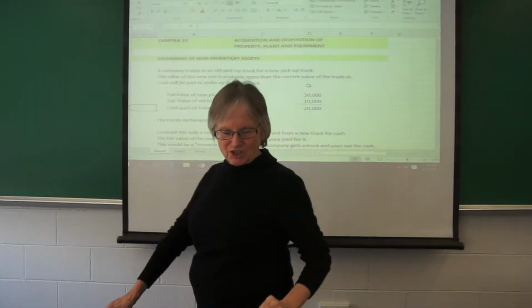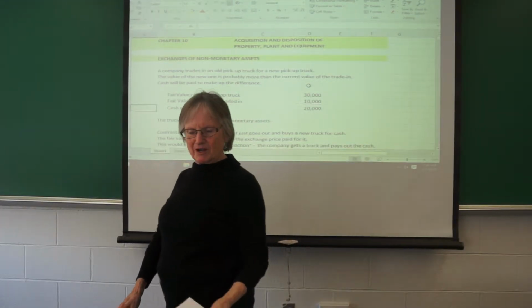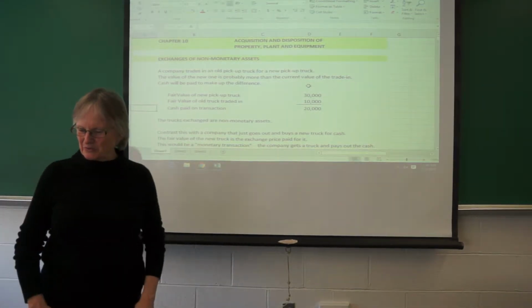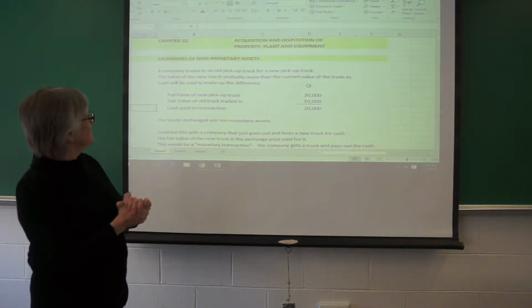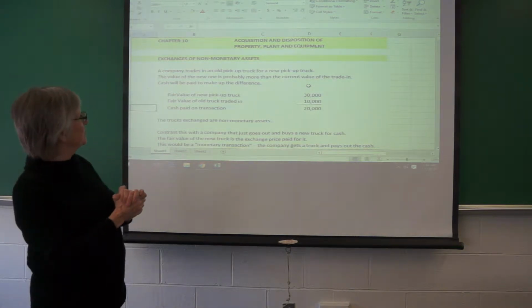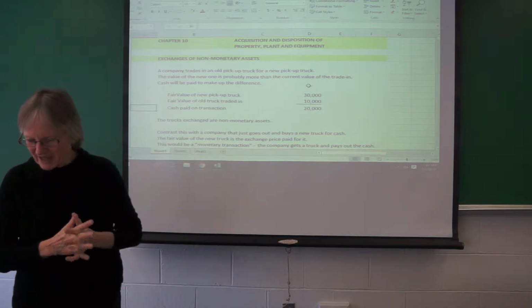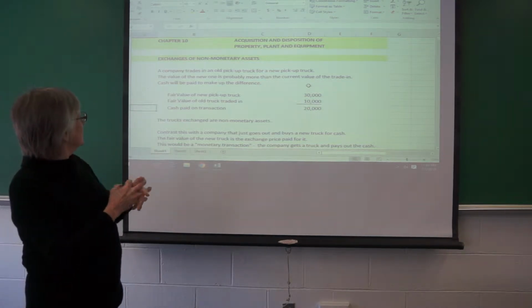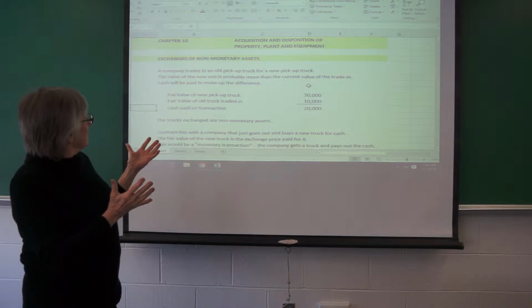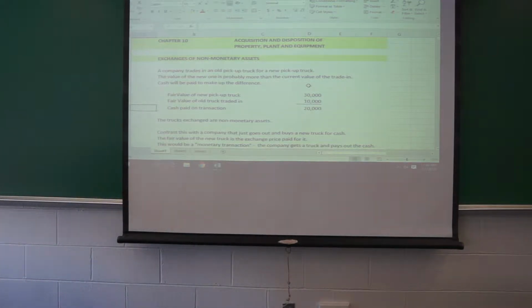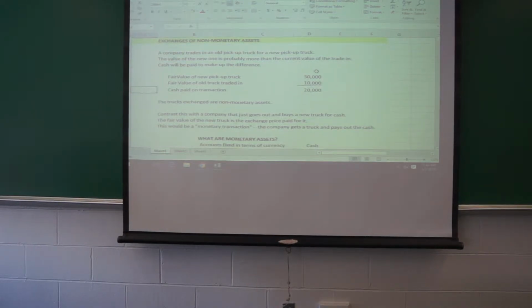So we're up to exchanges of non-monetary assets. All right, so the company trades an old pickup truck for a new pickup truck. And these are both non-monetary assets. So I guess the first thing we really want to ask is, well, what are monetary assets?